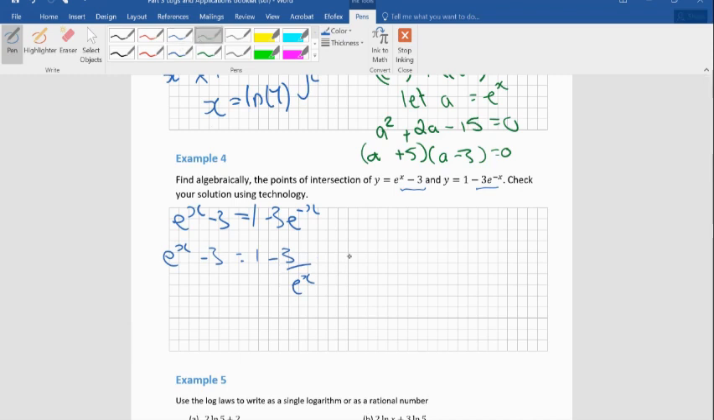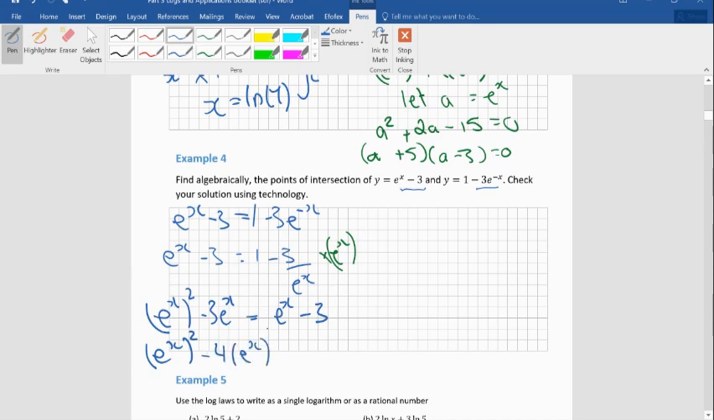All right. If I times both sides by e to the x, you'll be left with, this will become e to the x all squared. This will be just take 3e to the x equals 1. So that's 1 times e to the x. So that just becomes e to the x, take 3. Now if I put all of that over the other side, I'll get e to the x all squared, take 3x, take another x will be take 4e to the x. And then I've got plus 3 equals 0.